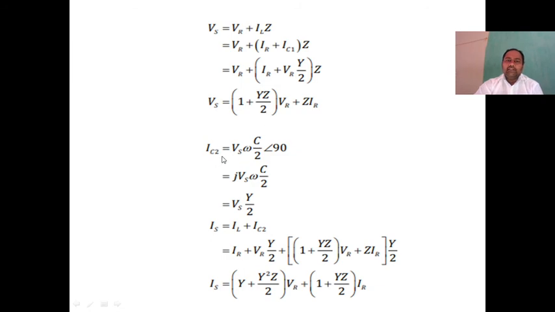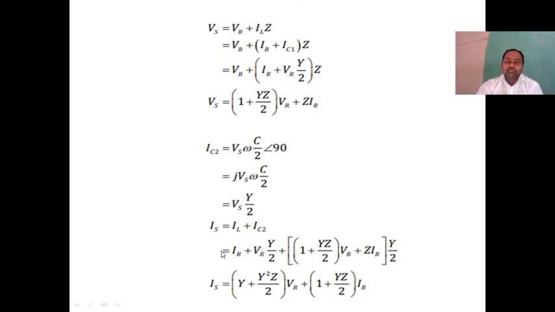So next one, IC2. What is IC2? In a similar manner, IC2 is on the sending end side, so that is the sending end voltage times the admittance: Vs into Y by 2. Sending end current is equal to IL plus IC2, from the circuit diagram.